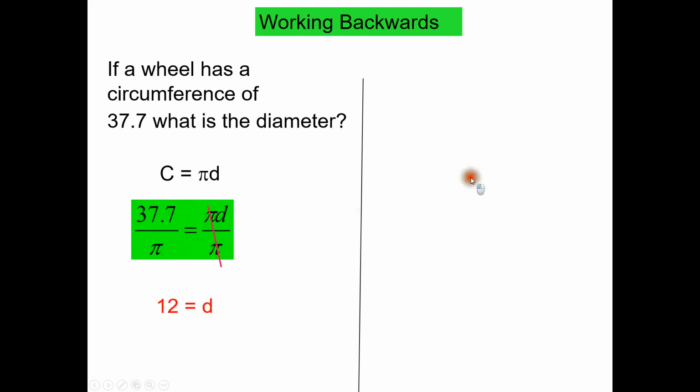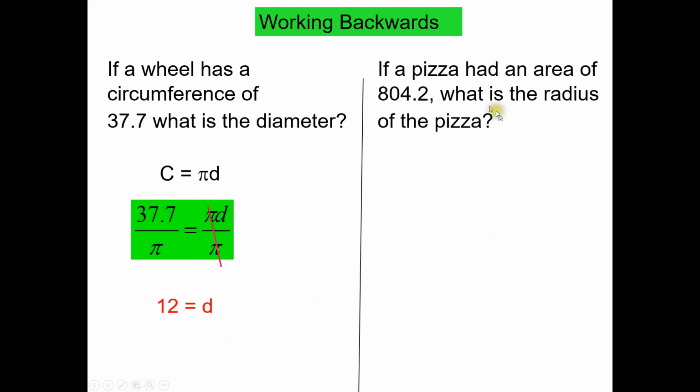Easy? Okay, let's work backwards in an area problem. If the area of a pizza was 804.2, what is the radius of the pizza? Area equals pi r squared. Just be careful. If they ask for diameter, you're going to have to multiply the radius by 2 at the end, but they didn't ask for diameter. They asked for radius.